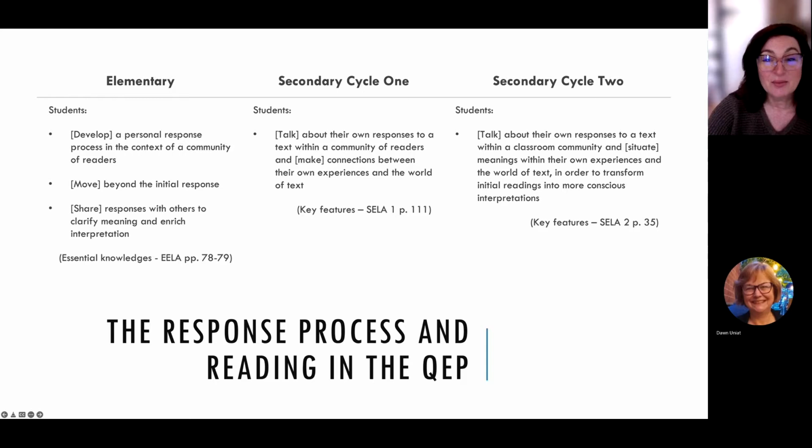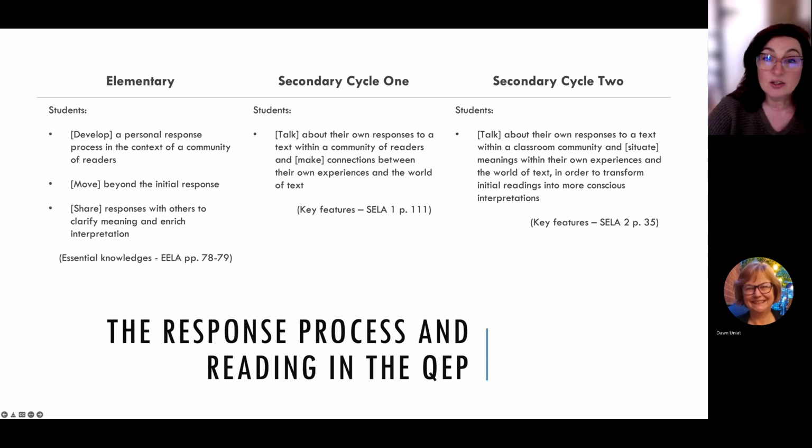So if we take a look at the elementary and secondary programs, we can see that the response process is mentioned at all levels and involves interpreting text as well as discussion. At the elementary level, students develop a personal response process in the context of a community of readers. They move beyond the initial response and share responses with others to clarify meaning and enrich interpretation. At the secondary cycle 1 level, students talk about their own responses to a text within a community of readers and make connections between their own experiences and the world of the text.